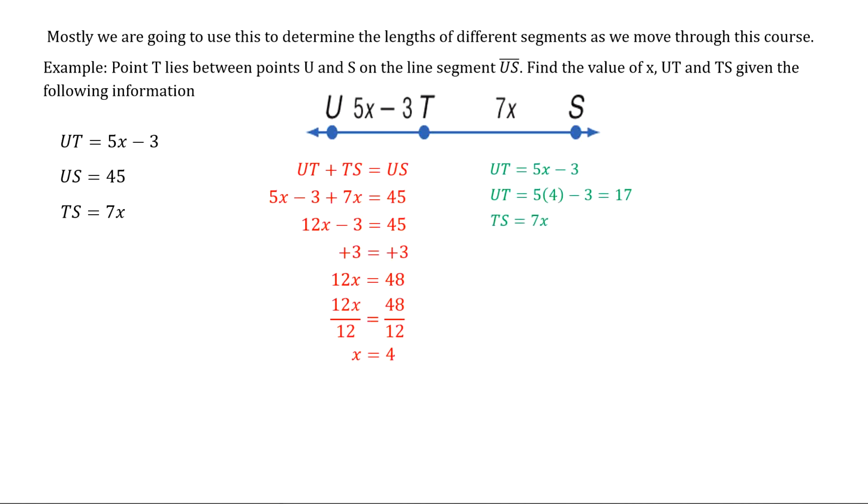Same thing for TS. TS was 7x. We plug 4 in for x, and we find out that it equals 28. If you want to do one last quick check, 28 plus 17 is 45. So everything works out, and we found all the right measurements. That makes sense to everyone? That's a review from what we did on Friday.